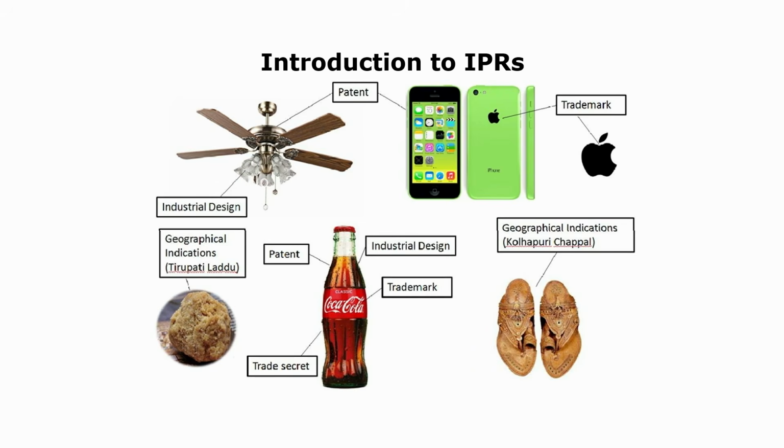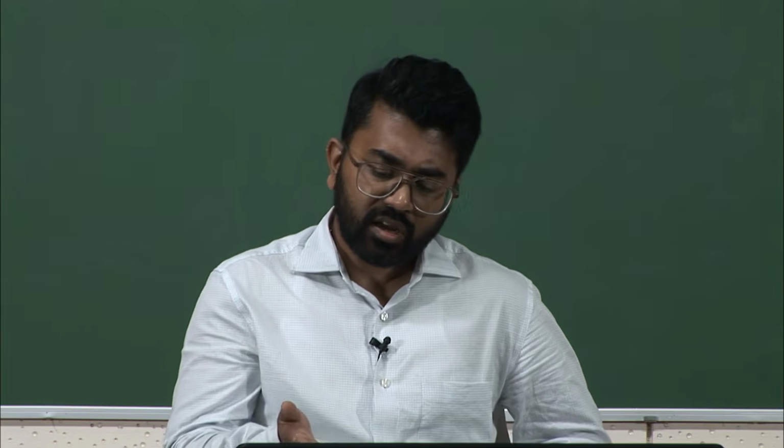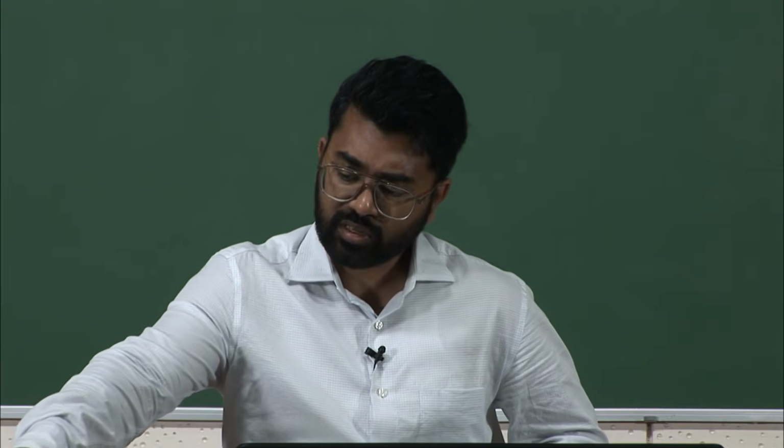The Coca-Cola, where I have explained that the bottling can have a patent, then there is a trade secret which is the kind of composition which is there, which can also come under the patent. Then there is the industrial design which is the bottling, and then you have the trademark, right. Another geographical indication is Kolhapuri chappal, right. This is very common, specific to India in a certain region, right. Homeopathy is another example which I gave you.